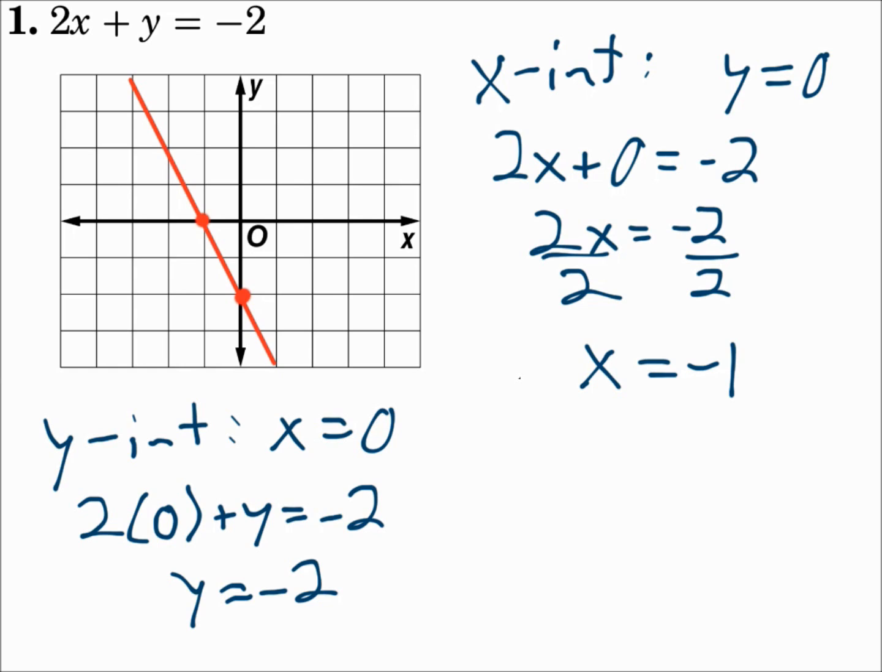You always need 2 points to make a line, so use the x and y intercepts. For the x-intercept, make y equal 0, and for the y-intercept, make x equal 0.